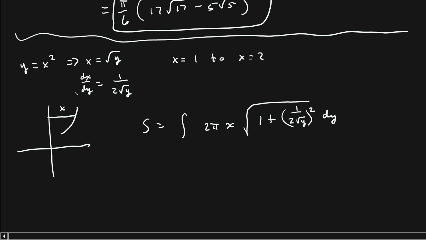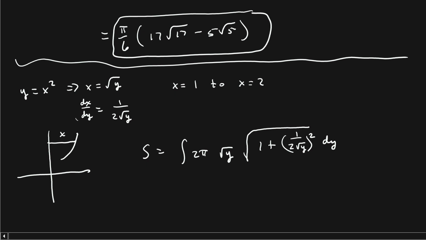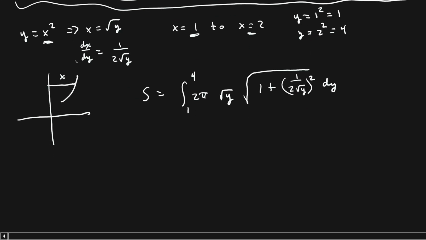Okay, so look at this. All right, so notice this right here, this is an x. That is our radius. But we're integrating with respect to y. So what is x? x is the square root of y. So that's square root of y. And we are going from, now remember it says x is from 1 to 2. Okay, so y is equal to 1 squared, which is 1, and y is equal to 2 squared, which is 4. See, I've got to take these x values, plug them into here to get my y values, because my bounds have to be y values. So I'm going from 1 to 4.